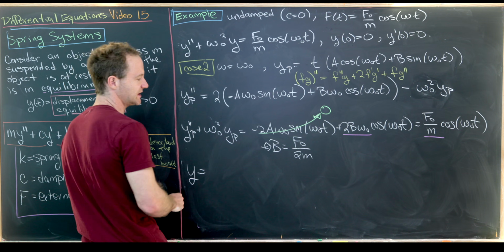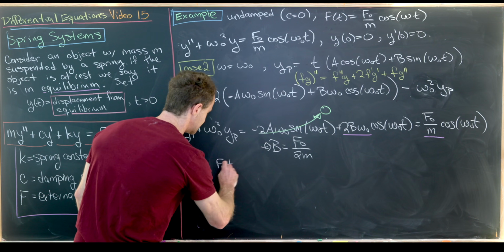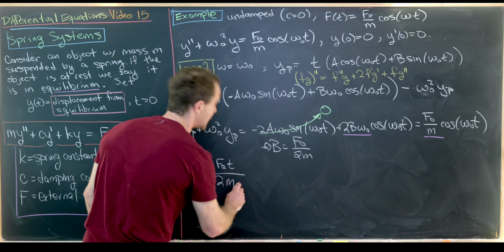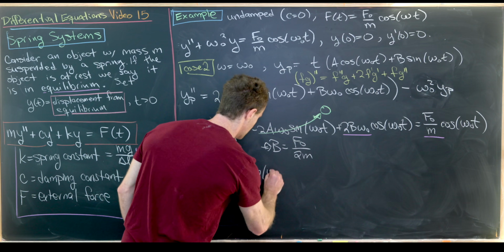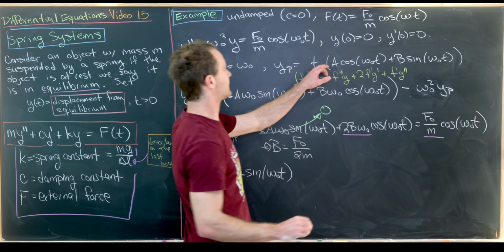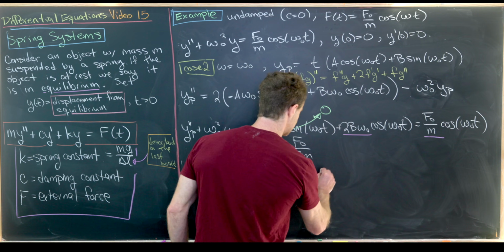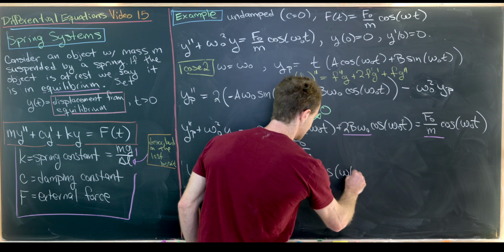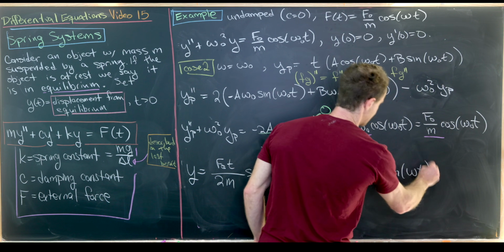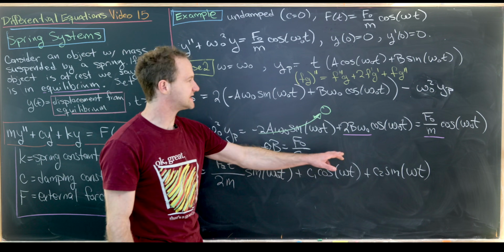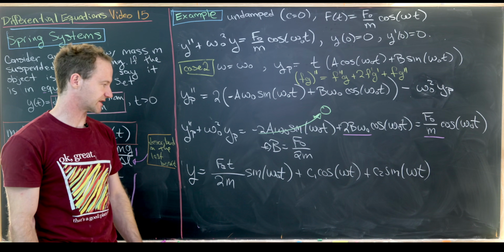Notice the particular part will be something like f naught times t over 2m times sine of omega naught t from this particular solution, and then plus c1 cosine of omega t plus c2 times sine of omega t. And then I'll let you calculate c1 and c2 based off of these initial conditions. That's a fairly simple exercise.